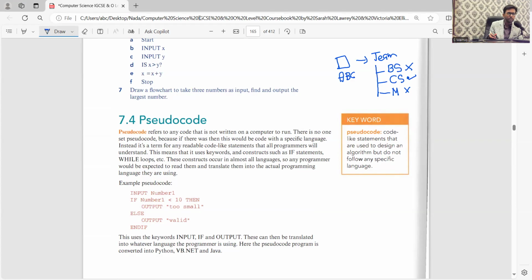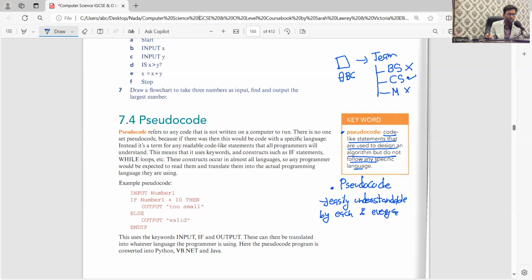What people usually do is take help of pseudocode. So what does pseudocode do? Pseudocode is basically a code-like statement that is used to design an algorithm but does not follow any specific language. That means that after creating pseudocode, it is easily understandable by each and everyone.